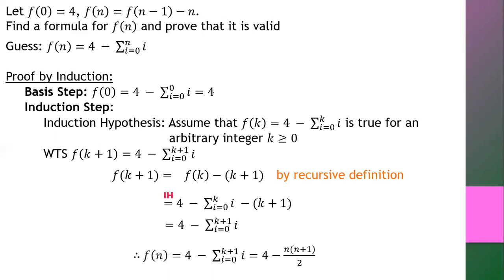Note that we can write this a little more cleanly, right? We know that the sum from 0 to k plus 1 can be written as n times n plus 1 over 2. Oh, sorry, that's a typo right there. Let me fix that for us. This should be n.